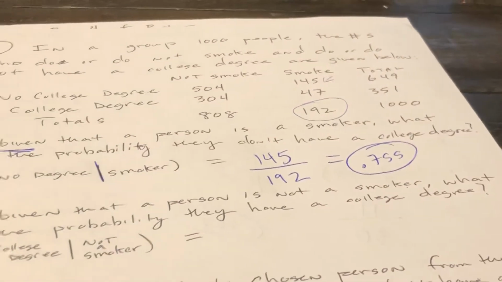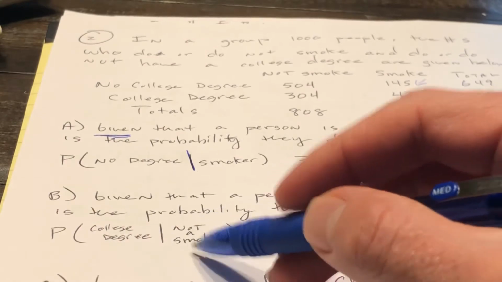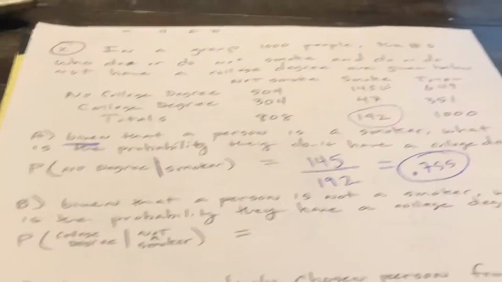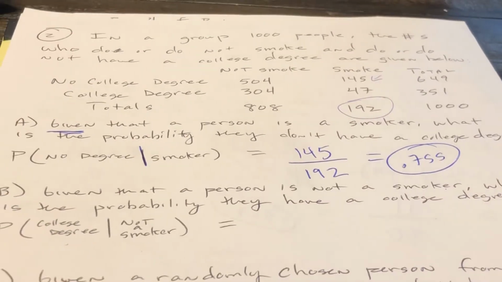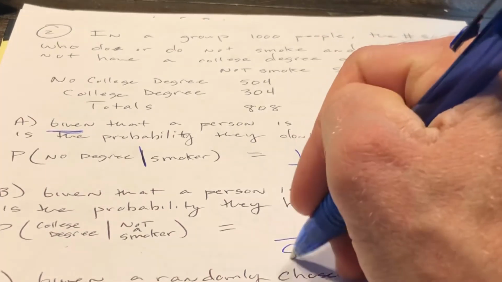All right. So next part here, given that a person is not a smoker, what is the probability that they have a college degree? So let's take a look. Again, the given part goes second, not a smoker. So you're really asking what's the probability they have a college degree given not a smoker? So what's going to be your denominator? Everyone that does not smoke. That is 808 of them.